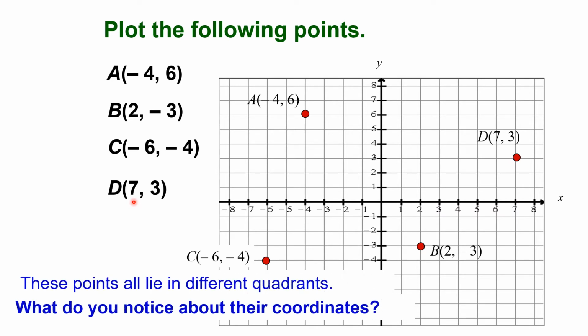These points all lie in different quadrants. What do you notice about their coordinates? So right now, if you've got your handout in front of you, you'll notice that you're not copying anything down yet. We're just watching this. I'm giving you a review first of these terms. So there's nothing for you to write down yet.